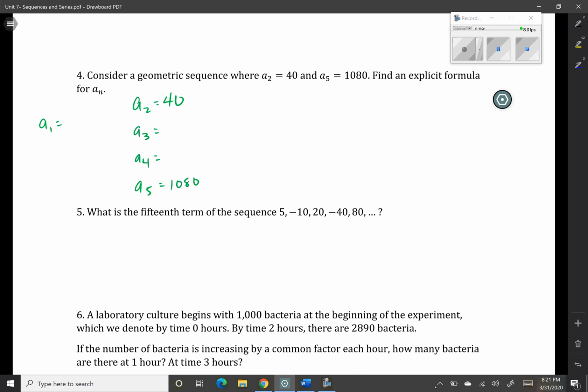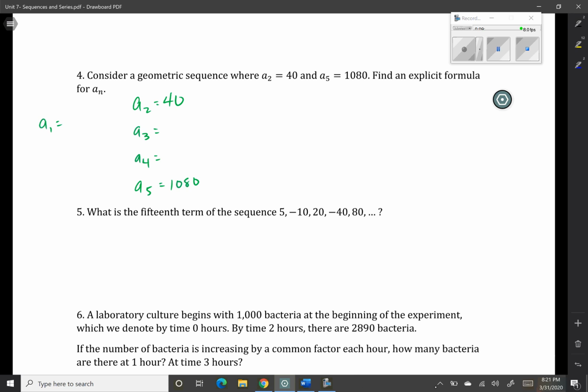So to be able to figure out how we can determine the common ratio, I could do a couple different things. I could guess and check. I could say 40 times 2, that makes 80, times 2 makes 160, times 2 makes whatever that comes out to be. It's not 1080. And you can keep guessing and checking until you get to the answer. Or we could approach this a little bit more intelligently.